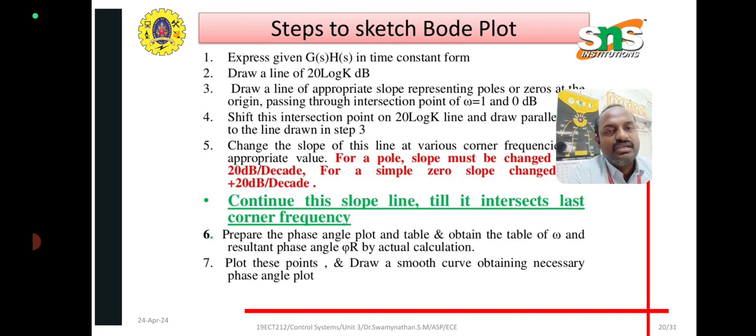And next, prepare the phase angle plot and table. Obtain the table for omega, angular frequency, and the resulting phase angle phi, by actual calculation. And last, the seventh point, plot these points and draw a smooth curve, obtaining the necessary phase angle plot.